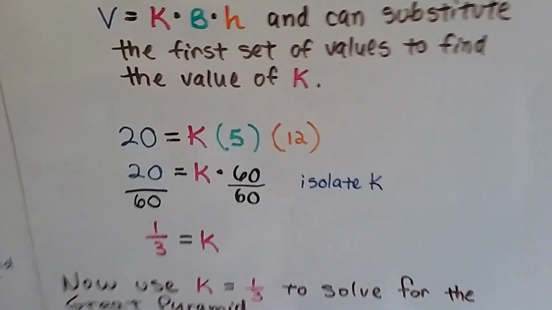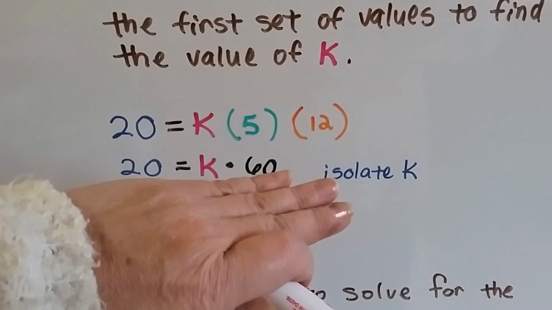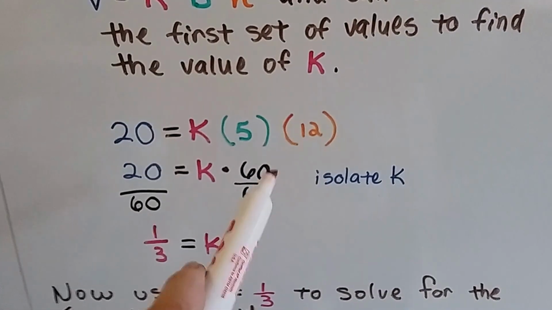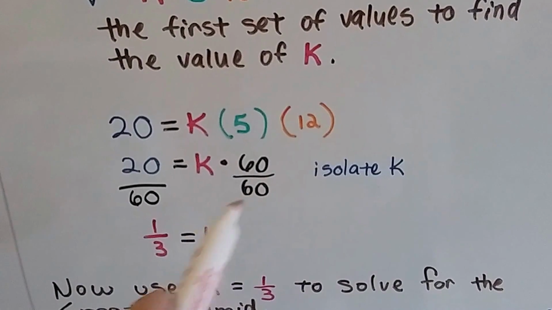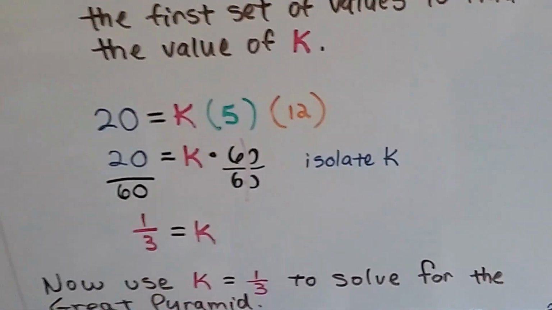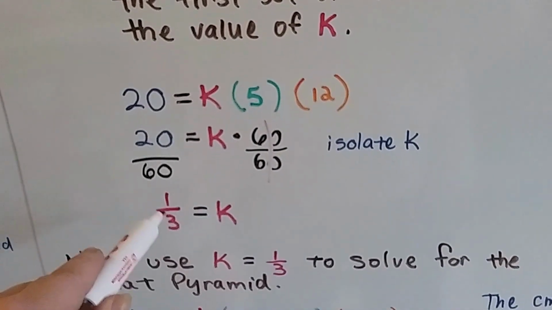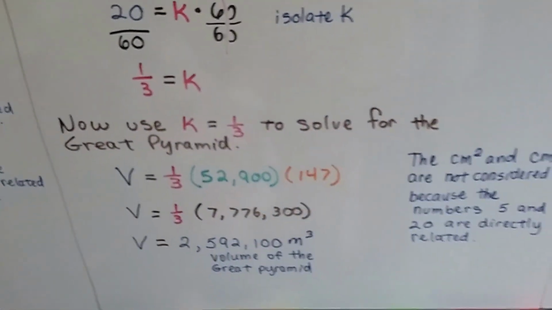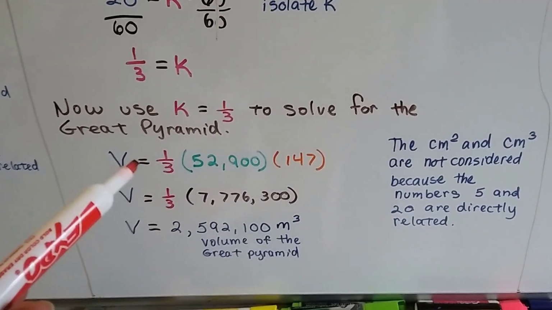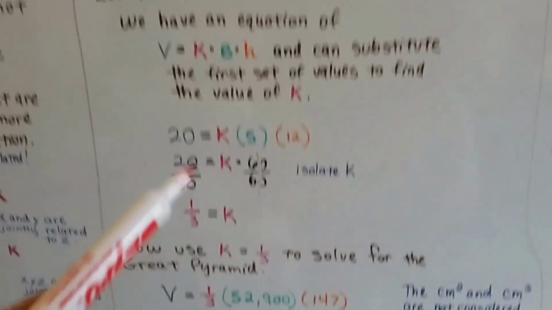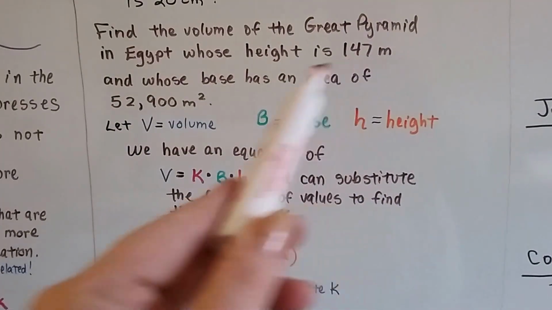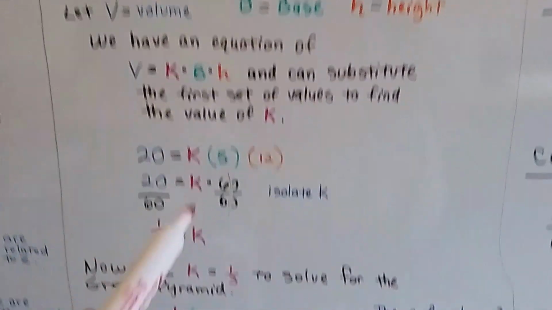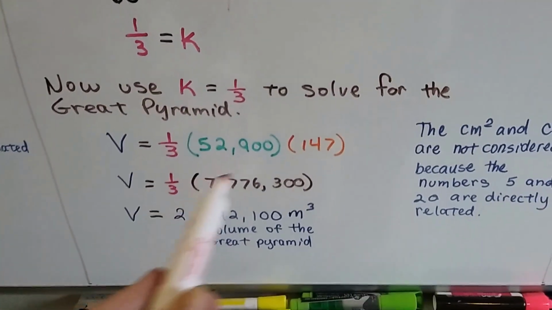5 times 12 is 60, and when we want to isolate K, we can divide both sides of the equation by the 60. That turns into a 1, doesn't it? Now we have 20 over 60, which is 1/3. We can use 1/3 for K. Plug it in to find the Great Pyramid. We plug it in, and the values that it had was 147 meters high and 52,900 meters base. So we plug those in.